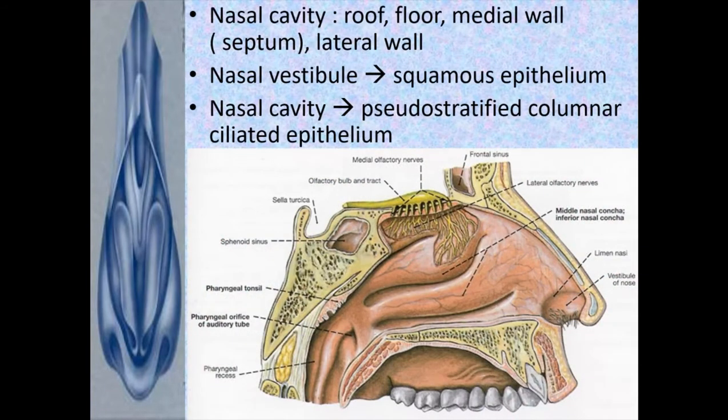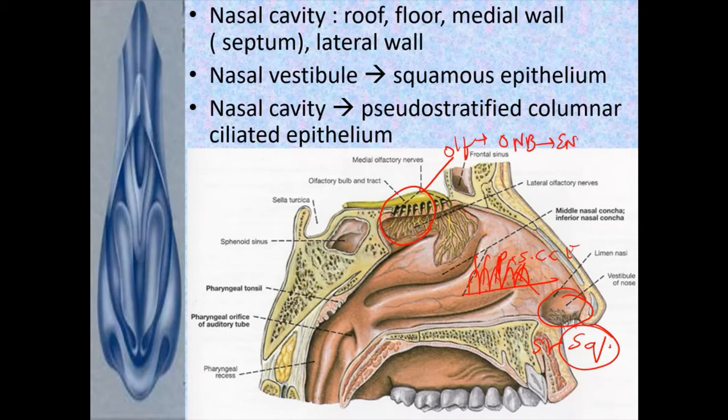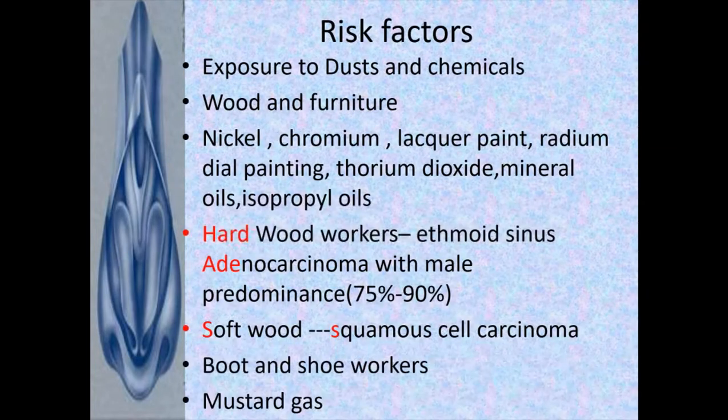As you know the anatomy of all these things, superiorly there are different structures. At the entrance, the vestibule, there will be stratified squamous epithelium. As you go up, the epithelium will be pseudo-stratified ciliated columnar epithelium. This is the important concept over here. And here it is the olfactory epithelium, which gives rise to something called olfactory neuroblastoma or esthesioneuroblastoma. This is one important tumor that you keep in mind.